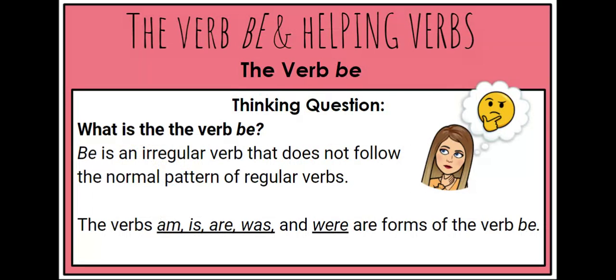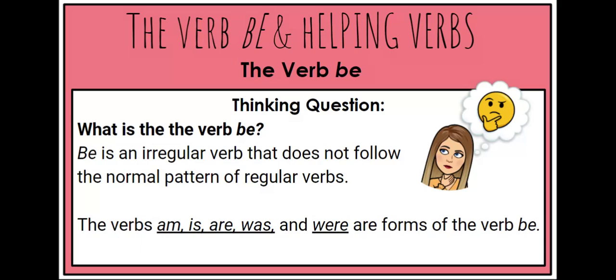Thinking question. What is the verb be? Be is an irregular verb that does not follow the normal pattern of regular verbs. Regular verbs in the past tense, we add the suffix ed. In the present tense, it either is just the verb itself or it'll have an S after it for singular subjects. Sometimes the verb will add the suffix ing or the word will in front of it to tell the tense of the verb, but that is not the case with the verb to be.